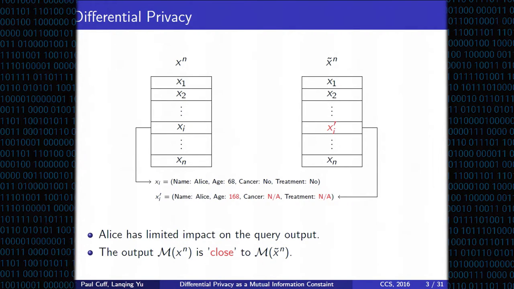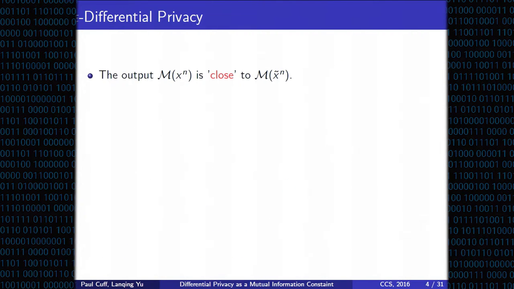So indeed, this term is a distribution rather than a constant. And further, it requires something more. Given any pair of neighboring databases, you need that this distribution should be close to another distribution. Well, here comes the question. What do I mean by two distributions to be close?